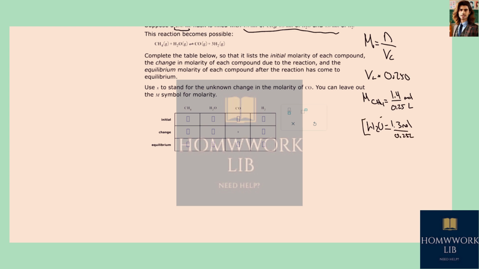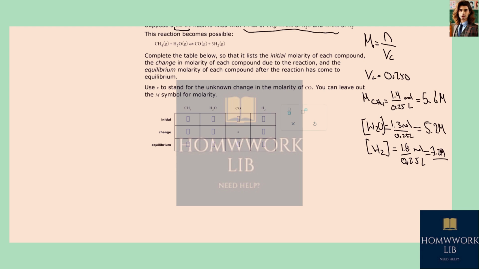I'm going to put the standard symbol for molarity. And for H2, we're going to have initially 1.8 divided by 0.25 liters. So the initial concentrations are essentially multiplying each of the factors by 4. So this is going to be 5.6 molar, 1.3 times 4, 5.2 molar, and finally 7.2 molar. So these are going to be our initial concentrations.